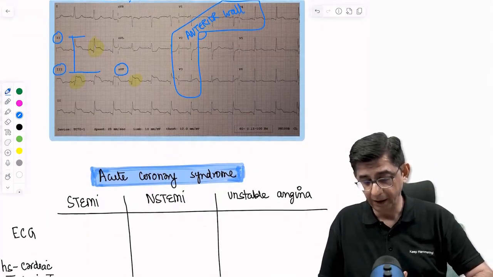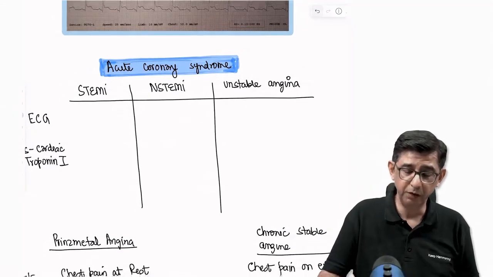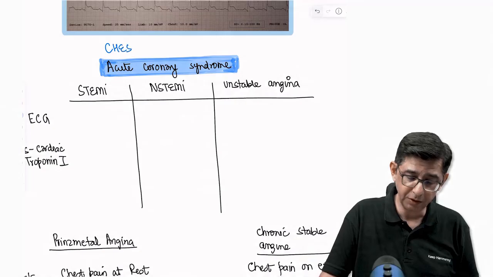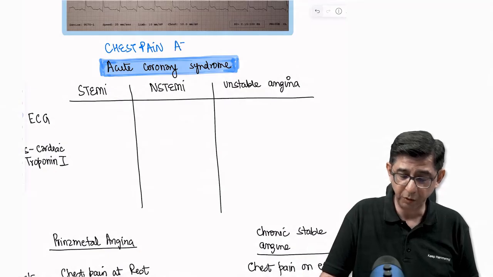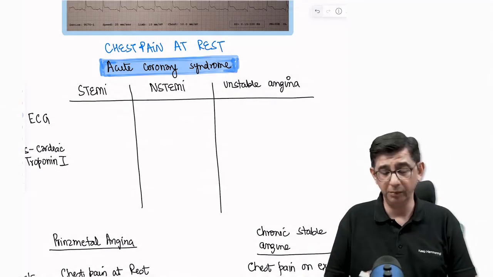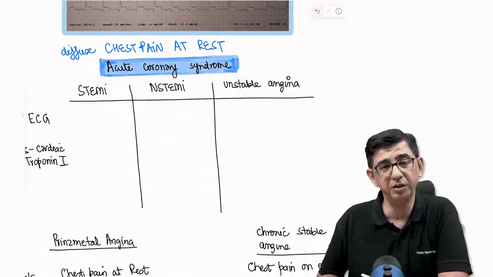As far as the term acute coronary syndrome is concerned, anybody who comes to me with chest pain at rest, obviously the chest pain should be diffuse chest pain, present at rest for maybe 20 minutes, 30 minutes, maybe 1 hour, because Indian patients take their own sweet time to come. It should not be localized chest pain. I'm talking about diffuse chest pain. Then 3 differentials are there.